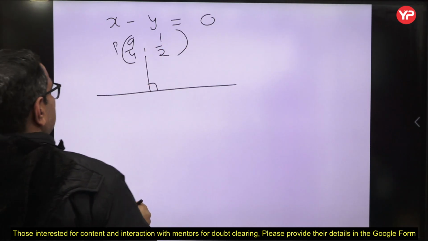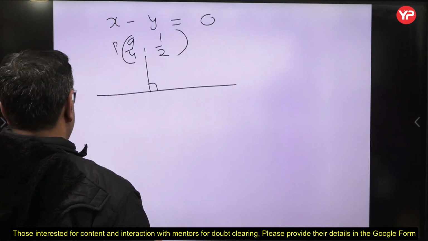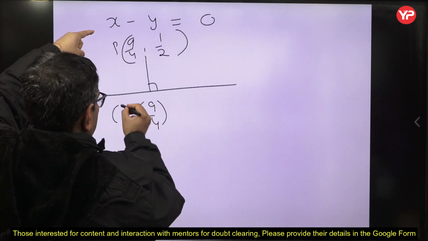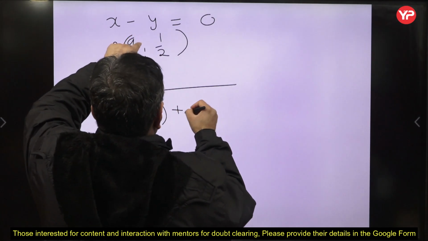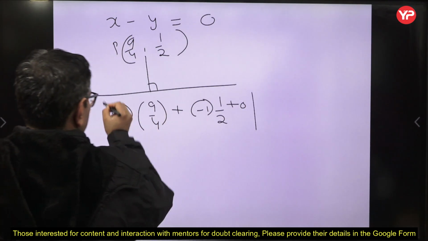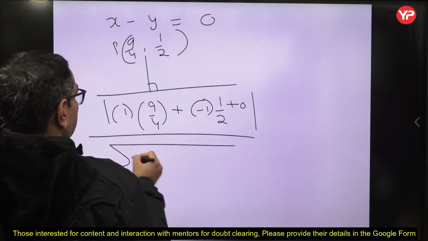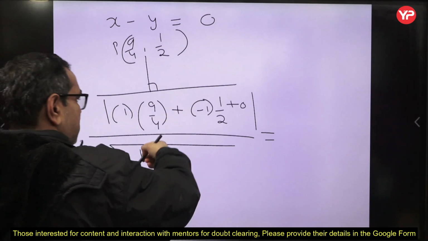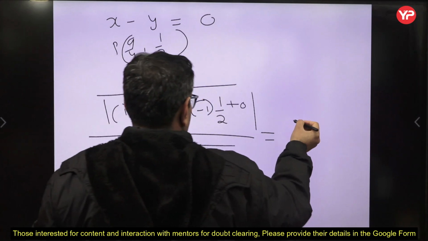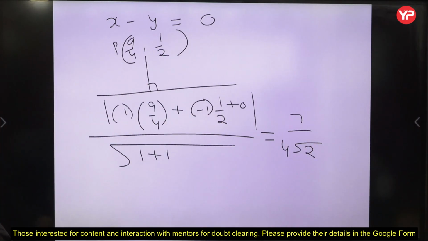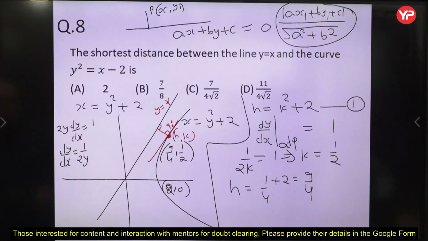Okay. So using the formula mod of ax1 plus by1 plus c, divided by square root of a square plus b square: a is 1 into x1, 1 into 9 by 4, plus b that is minus 1 into y1 that is 1 by 2. So it is equal to 9 by 4 minus 2 by 4, 7 by 4. So 7 by 4 root 2 is the right answer. So C is the right answer here. Okay.